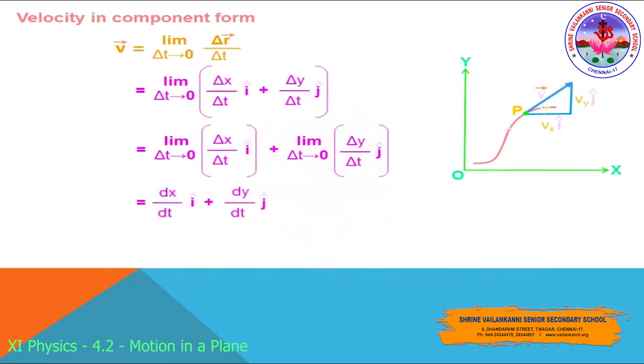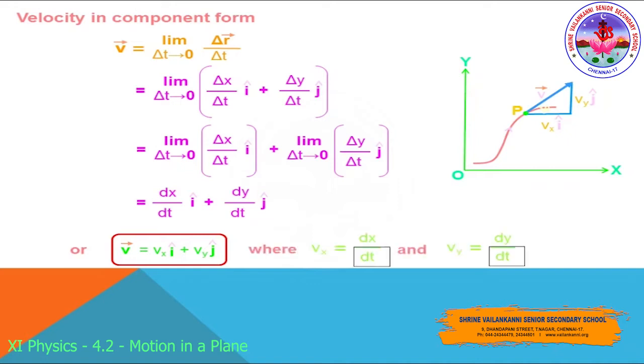Then in the next step in the same way we get dx by dt of i cap plus dy by dt of j cap, because del is nothing but the difference between the two points. So V vector is equal to Vx i plus Vy j, which is the instantaneous velocity in terms of the rectangular components, and we can write Vx as dx by dt and Vy as dy by dt, as in the previous equation.